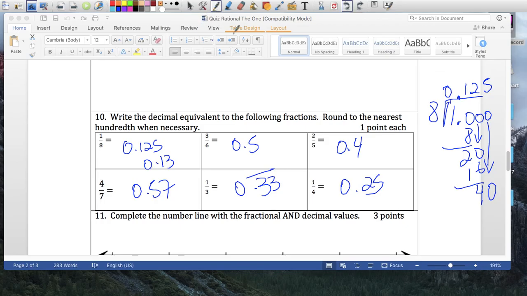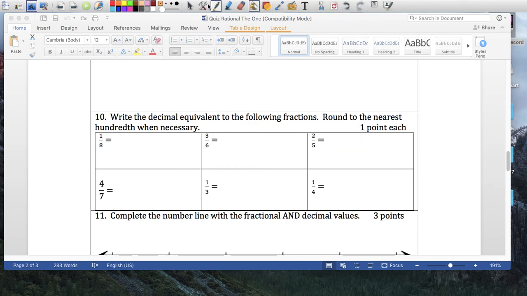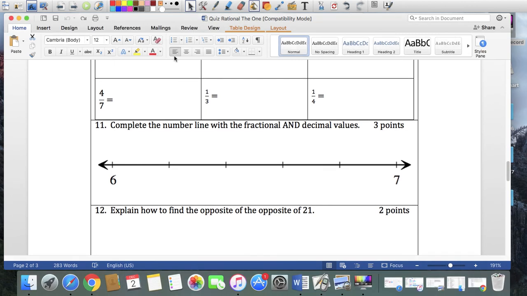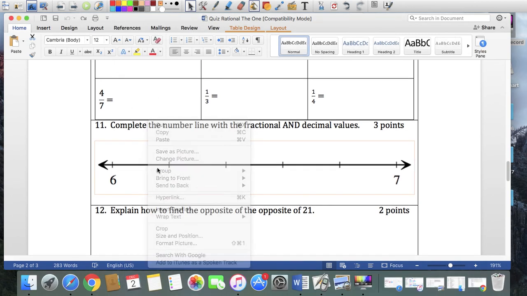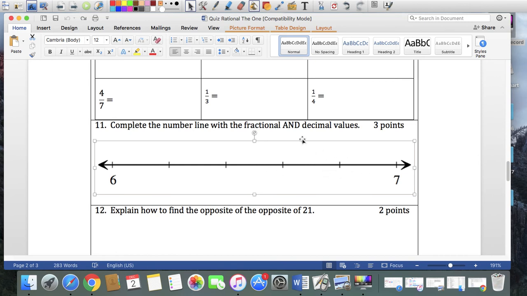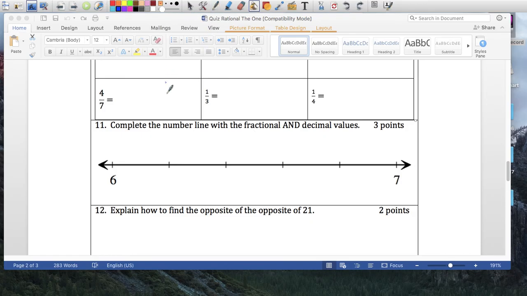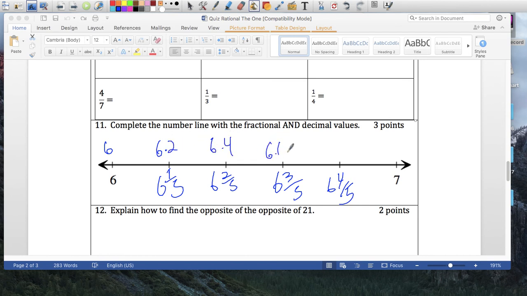Complete the number line. This is divided into how many parts? Here's 1, 2, 3, 4, 5. So it's broken up into pieces of fractional value. Denominator 5. So this is 6 and 1/5, 6 and 2/5, 6 and 3/5, and 6 and 4/5. Decimal equivalent, that's 6, 6.2, 6.4, 6.6, 6.8, 7.